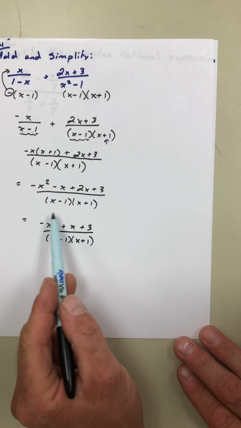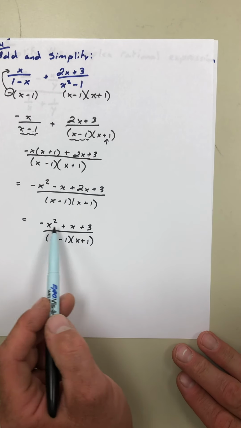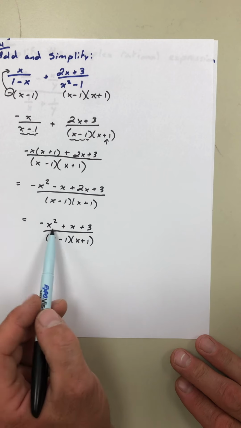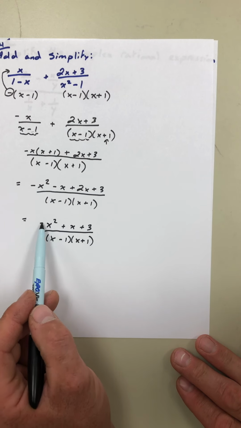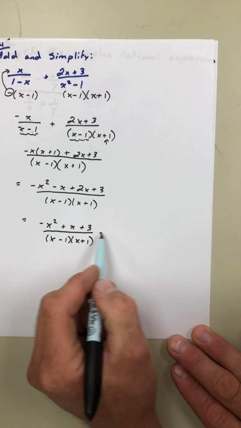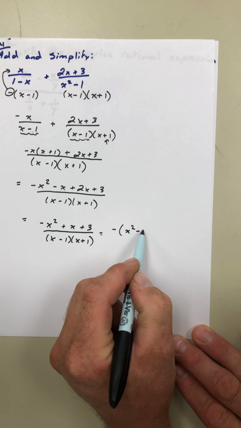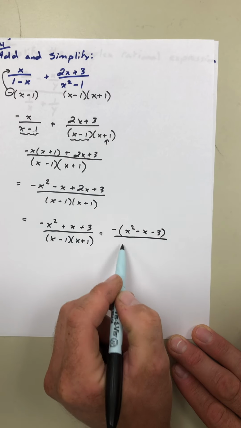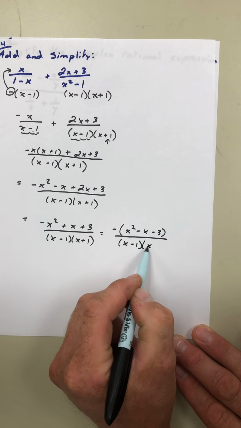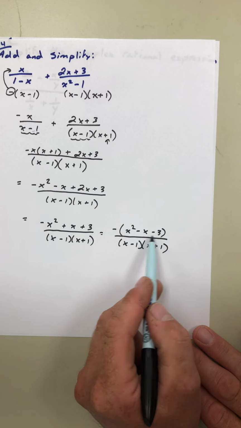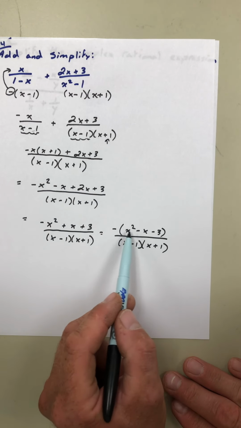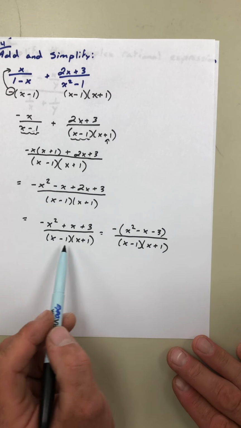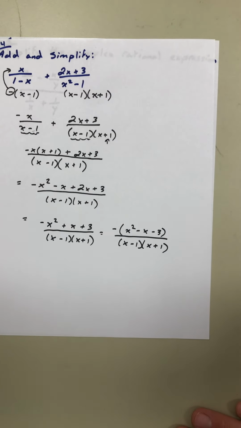At this point, I want to look at my numerator and see if I can factor that. The only thing I really could do would be take out a -1. If I took out a -1, I get x squared minus x minus 3 over x minus 1, x plus 1. This trinomial is not going to factor for me, so it really doesn't matter if I pull that negative out or not. So either one of these would be equivalent answers and acceptable answers for a quiz or a test.